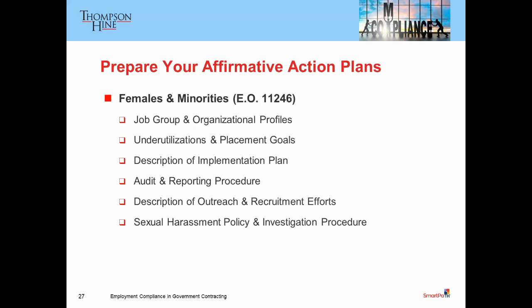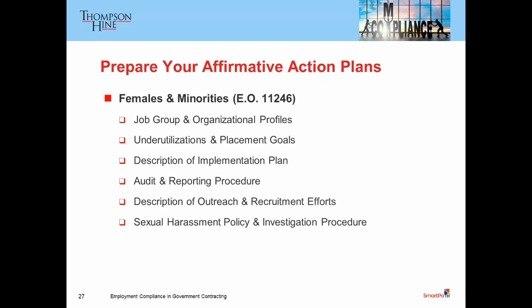The next required component are the underutilizations and placement goal analysis. What this looks at are the percentage of females and minorities in your workforce versus the expected availability under a statistical analysis, and that's based on census data. And again, if an underutilization in a particular group exists, then a placement goal is established equaling the percentage of expected availability. And the point there is if there is a placement goal, that's the target for your next year's outreach and recruitment efforts. Your goal is to really try and achieve that placement goal, or at least make significant progress and reduce that placement goal for the year.